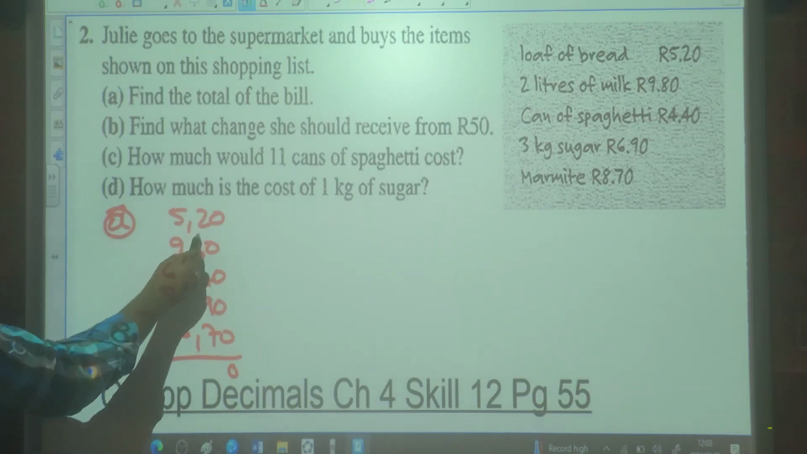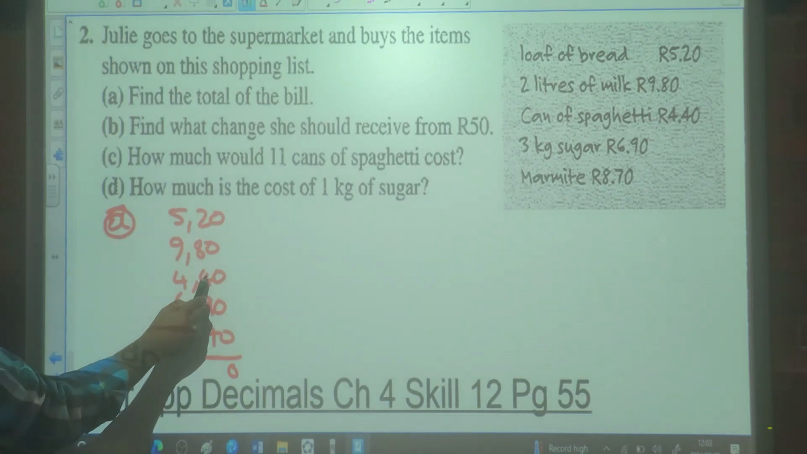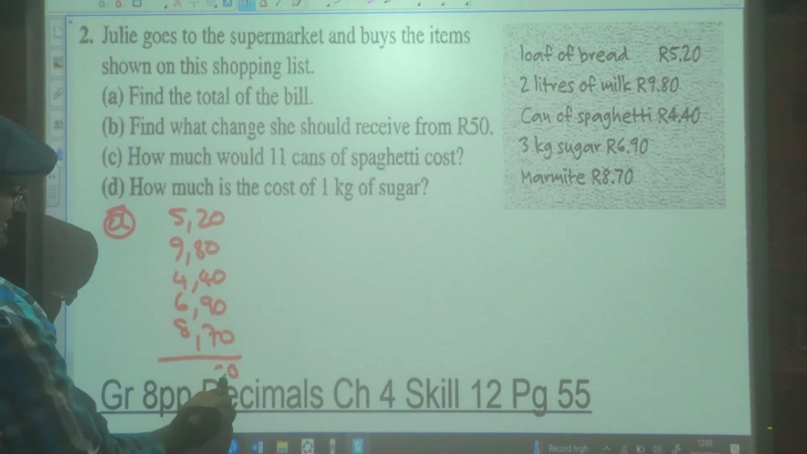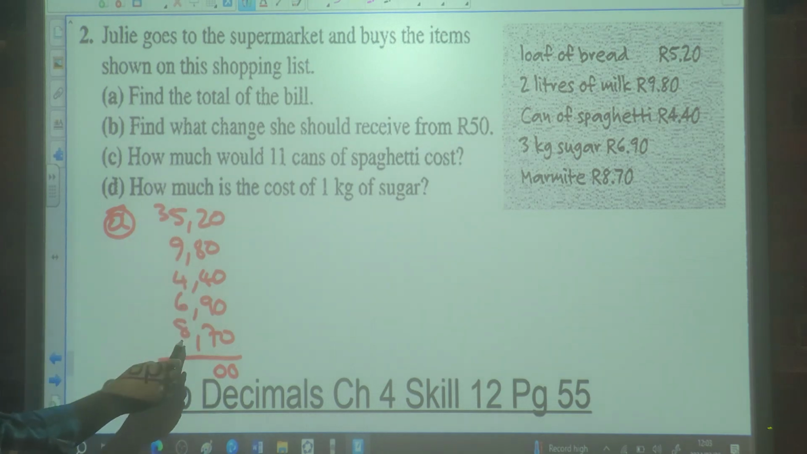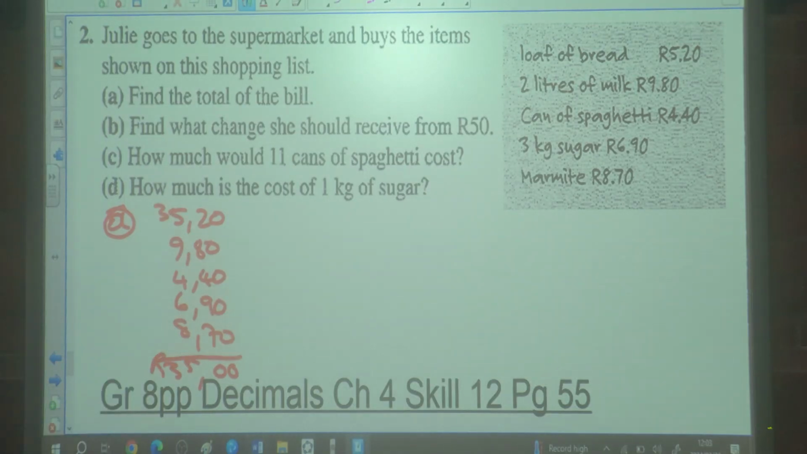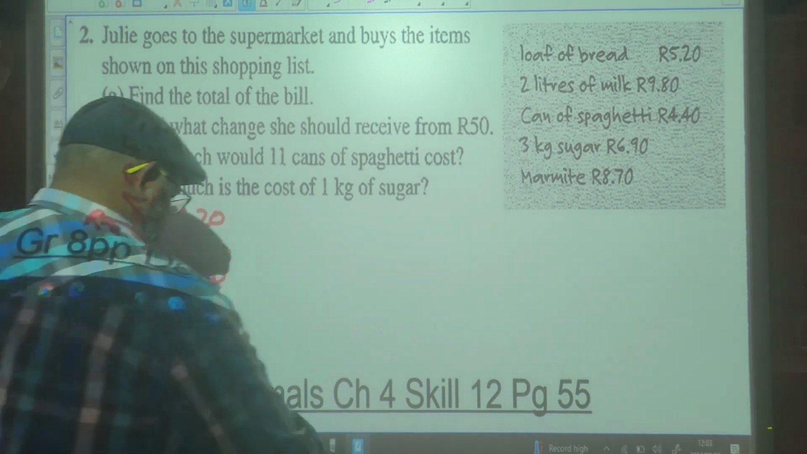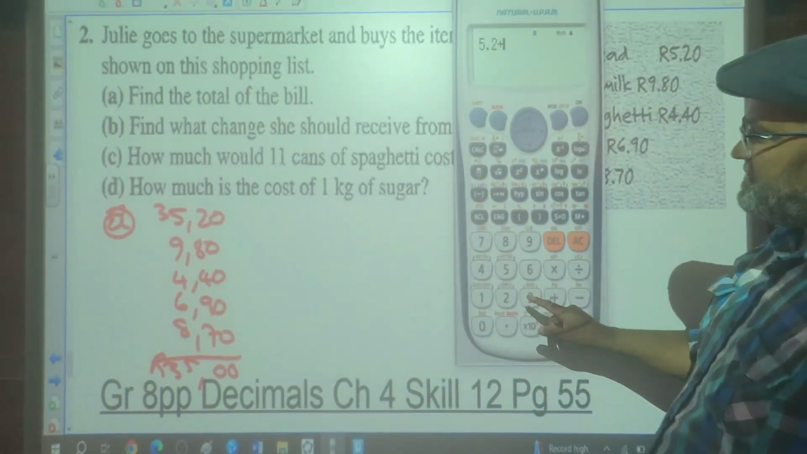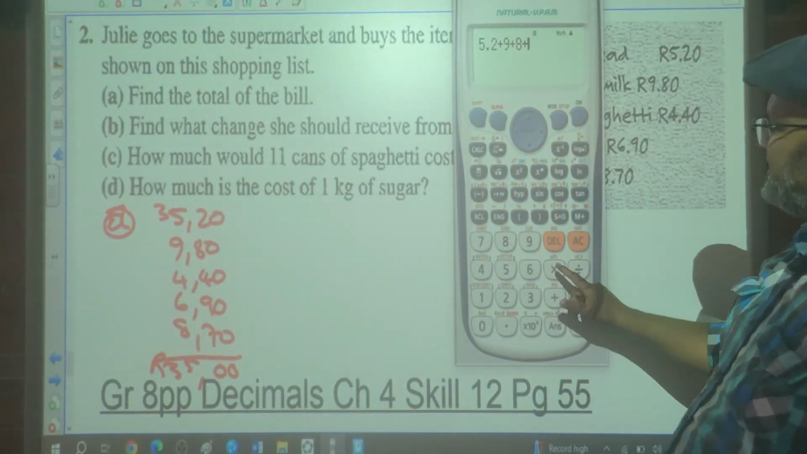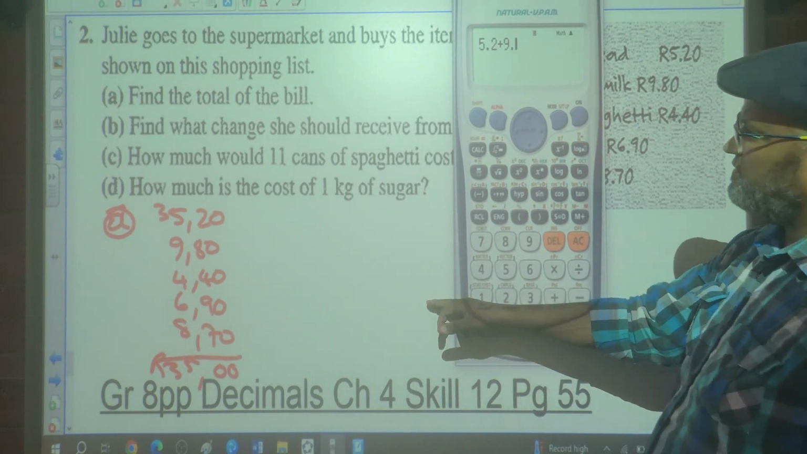So it's 0, 10, 14, 23, 30. There's 8, 17, 27, 35. So it's 35 there. The can of spaghetti now is 4.40 there. Just check if we're on the right track. 5.20 plus 9.80. Did somebody get that answer? Yes. Okay, so I didn't need to check.